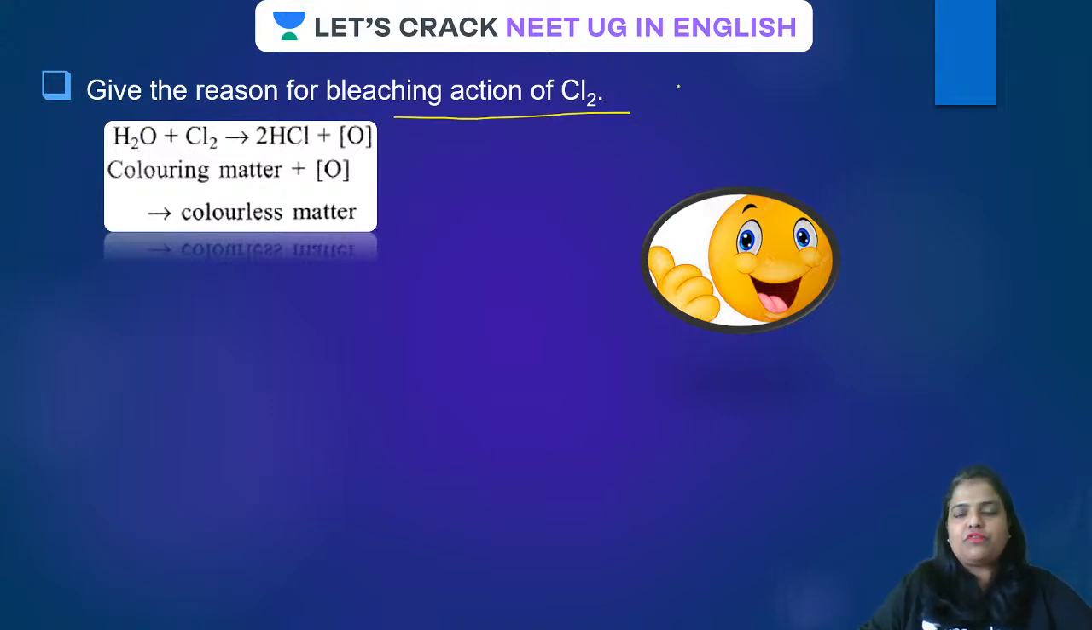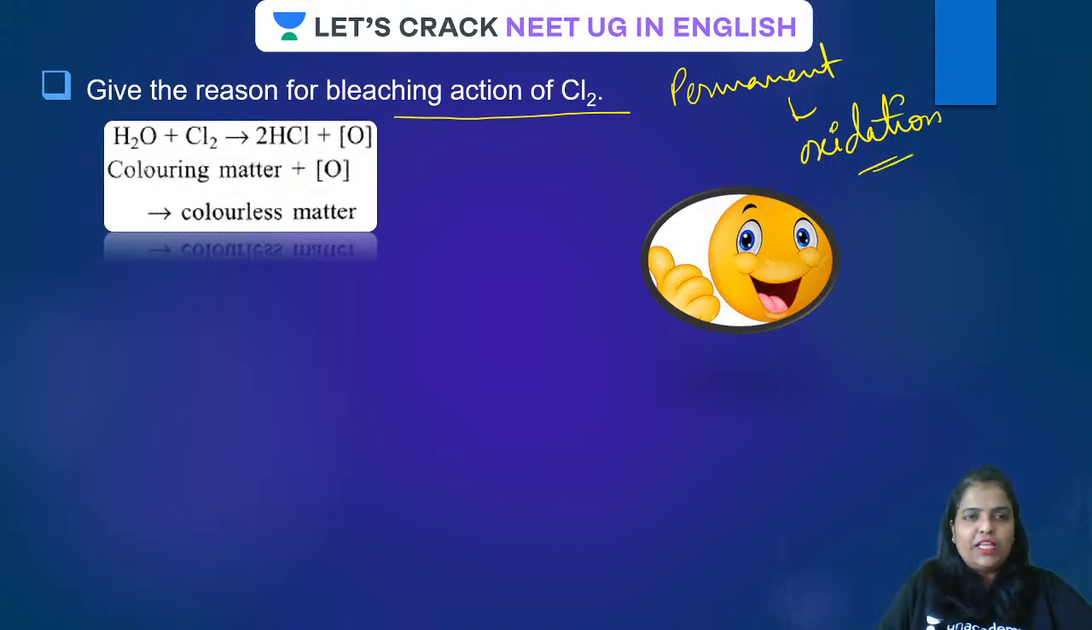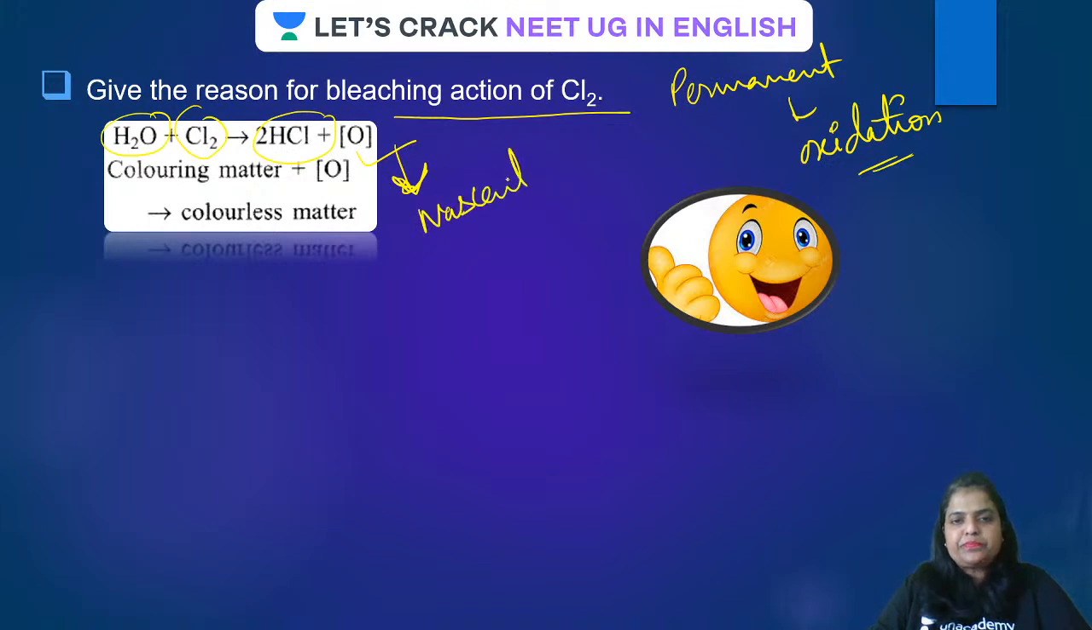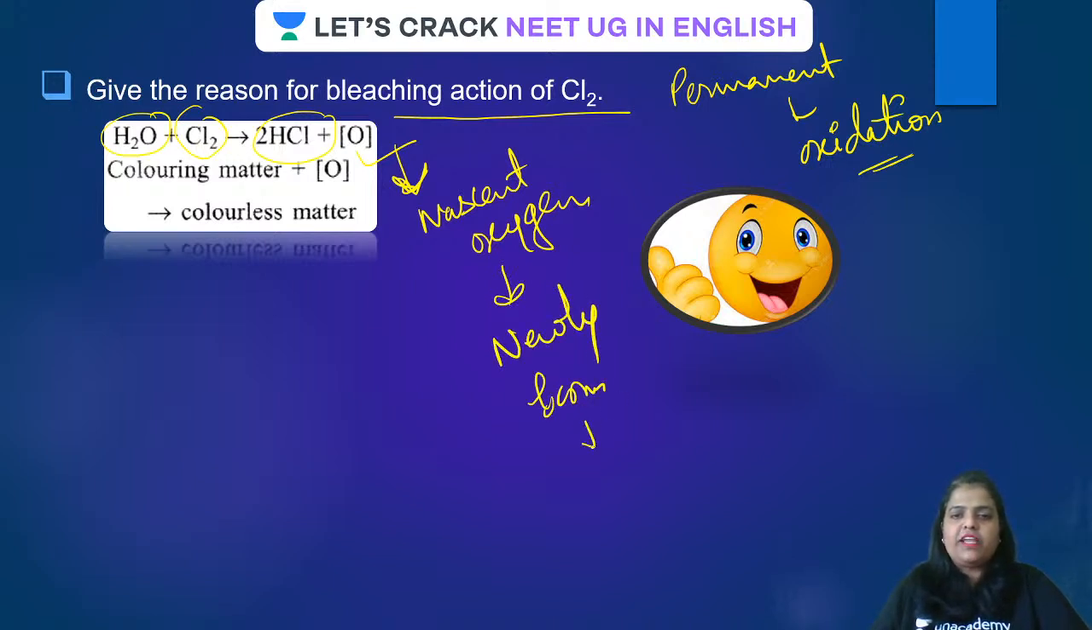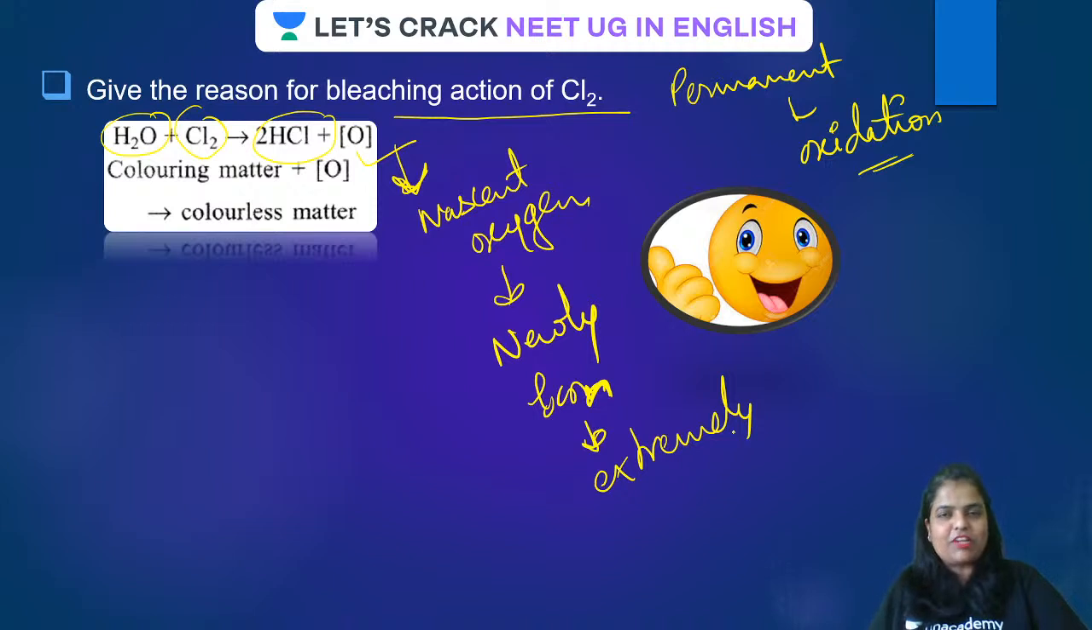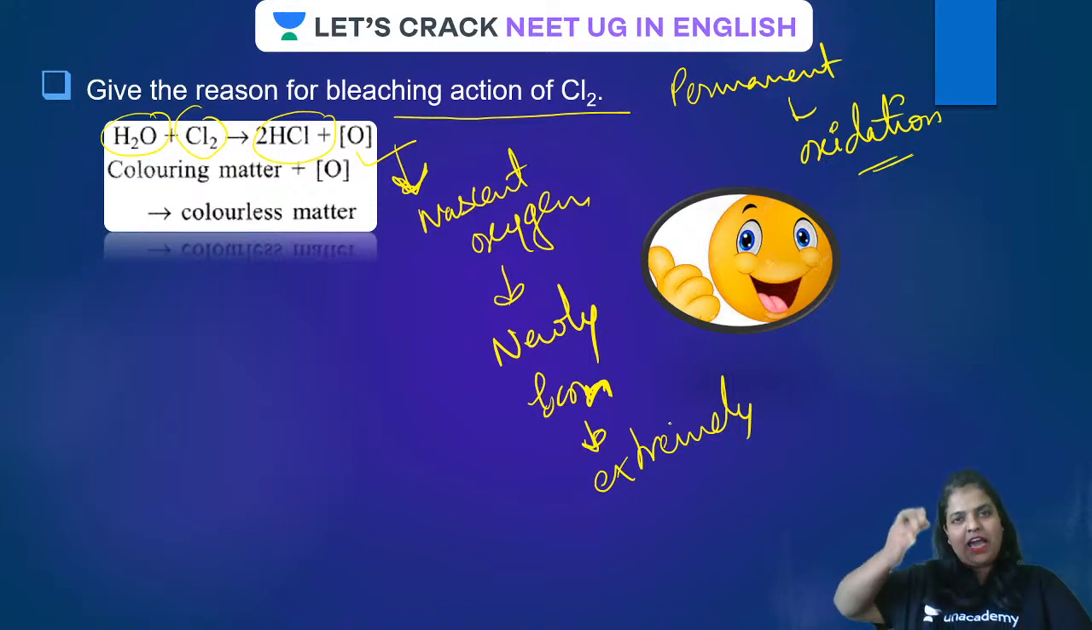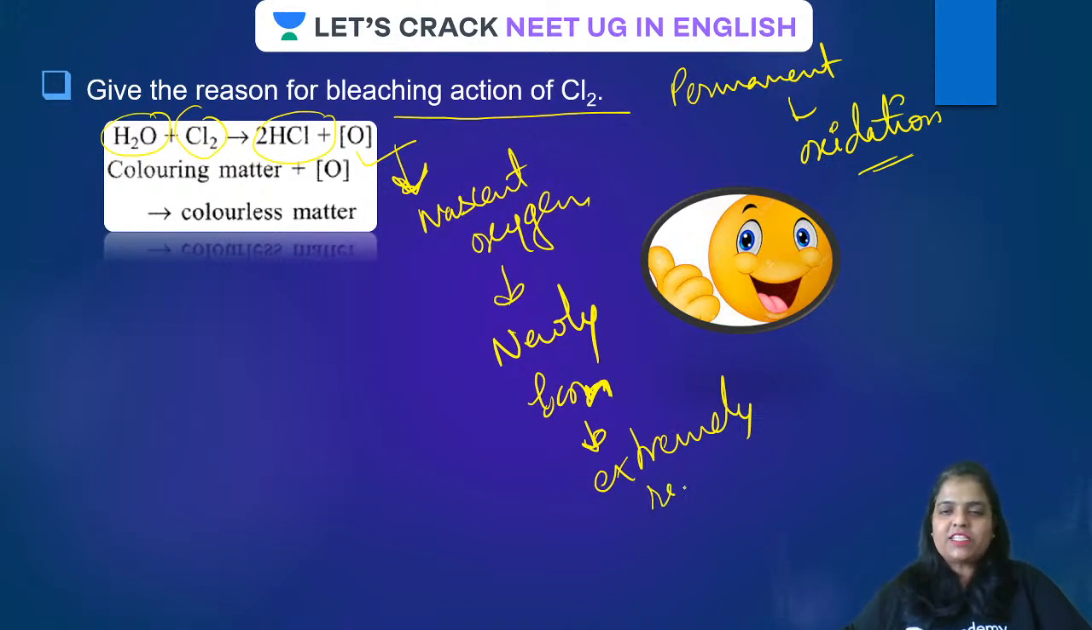Bleaching action of chlorine, first of all, this bleaching is permanent. Why? Because it takes place by oxidation. Now the reaction takes place, water and chlorine form HCl and this oxygen. This oxygen written, atom written in square bracket means it is nascent. Nascent oxygen is newly born. And if it is newly born, it is extremely reactive. Newly born babies are extremely sensitive. In case of chemistry, when we talk sensitive, actually we mean reactivity. So it is extremely reactive, guys. Is that clear?